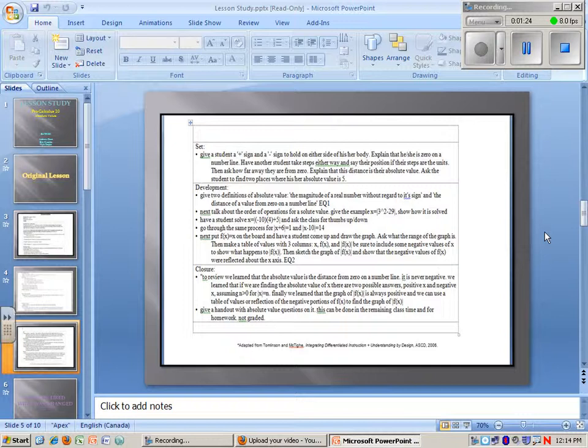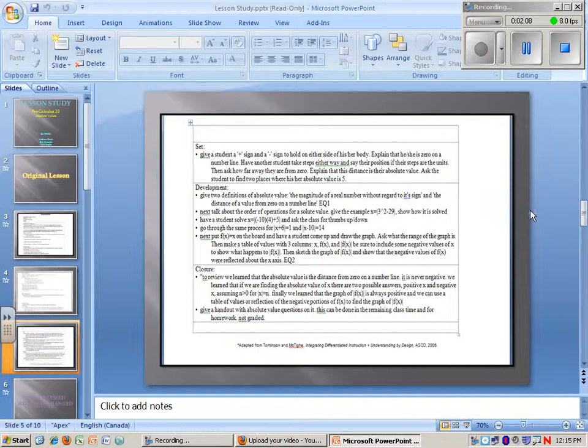My set was, I had to teach this to 2 people as opposed to a full classroom, so I modified it when I actually micro-taught it. But the original plan was to give a student a piece of paper with a positive sign, and a piece of paper with a negative sign, and hold it on either side of his or her body, and explain that there's 0 on a number line. Then I'd have other students walk on either side of the student and describe their position relative to 0 and their distance to 0. They were supposed to come to the realization that their distance is always positive, and that would establish the definition of absolute value.